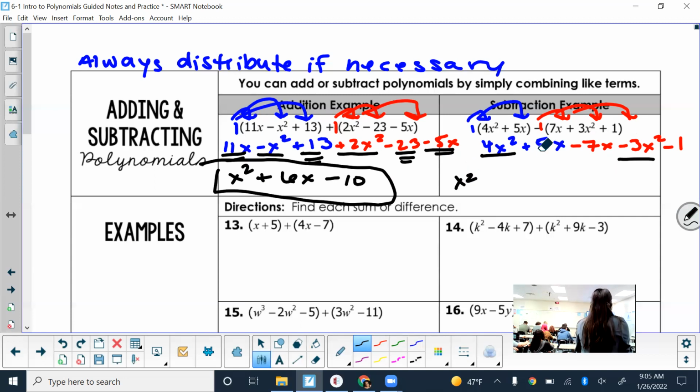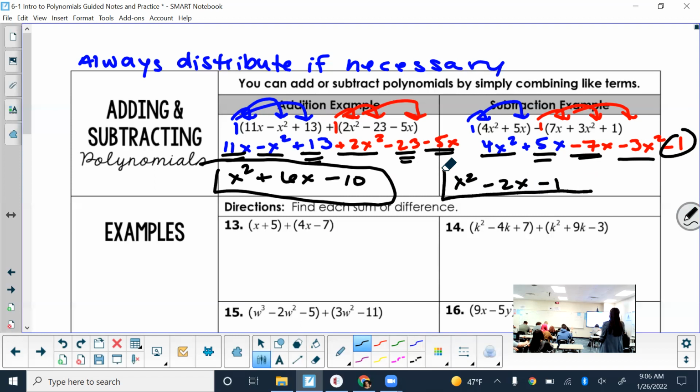What about this 5x? Does it have a like term? Yes, the like term is -7x. I combine them and I get -2x. All right, any constants will go last. And I only have 1 this time. So -1. Good there. Any questions?